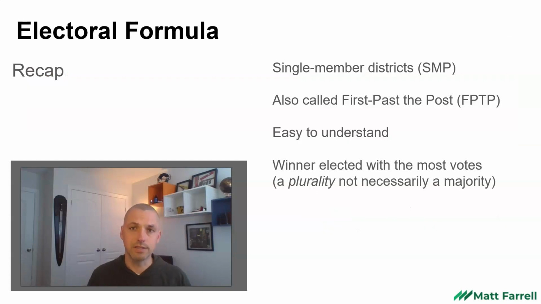So just to recap, we've got single-member districts. One person from each one goes to Parliament to represent their riding. First past the post, it's very easy to understand. It goes with our easy-to-understand ballot. The winner gets elected with a plurality, which is not a majority.